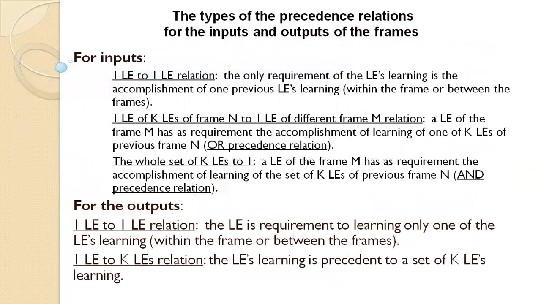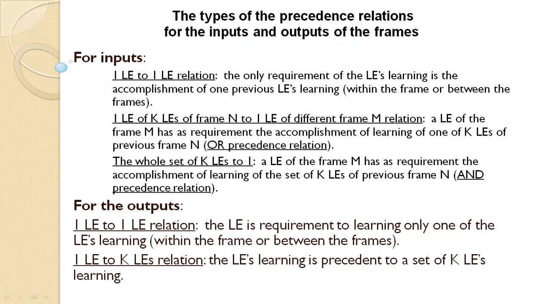It can be distinguished through different types of precedence relations between inputs and outputs, between the proper learning elements. And here you can see them. There are three types of precedence relations for inputs: one-to-one learning element, one of K with OR precedence relations, and the whole set of K learning elements to one, so-called AND precedence relations. And similar things can be made for the outputs: one-to-one relation and one to K learning elements relation.